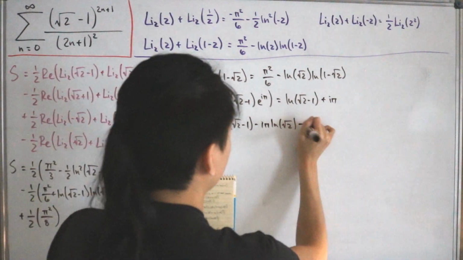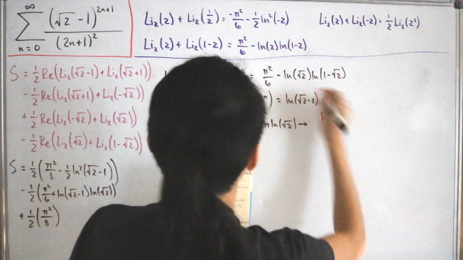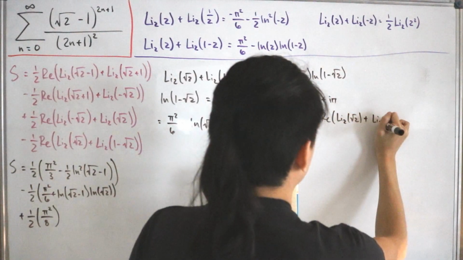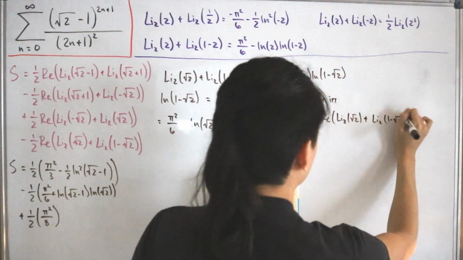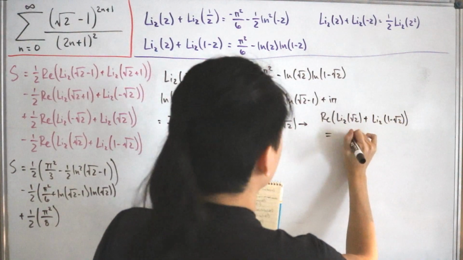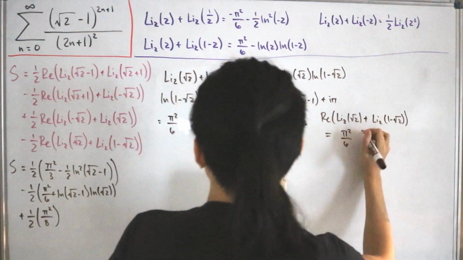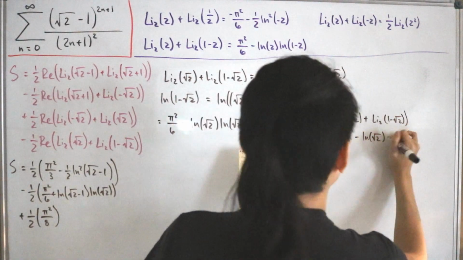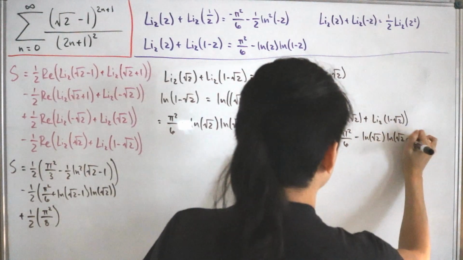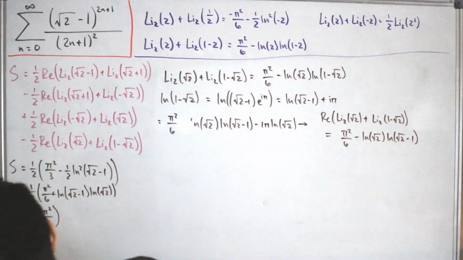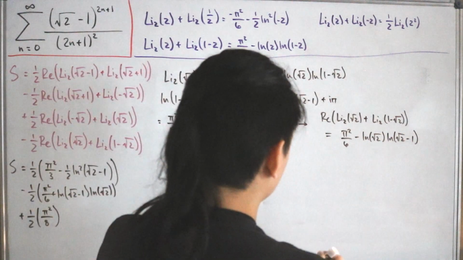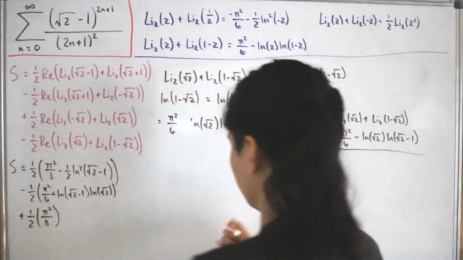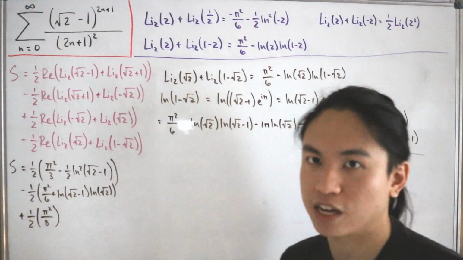So therefore, the real part of the dilogarithm of the square root of 2, added with the dilogarithm of 1 subtract the square root of 2, is indeed just equal to pi squared divided by 6 minus ln of the square root of 2, multiplied with ln of the square root of 2 minus 1. Okay, so we've calculated all 4 of the arguments, so let me put this back over here, and then we can continue simplifying everything out to get S.